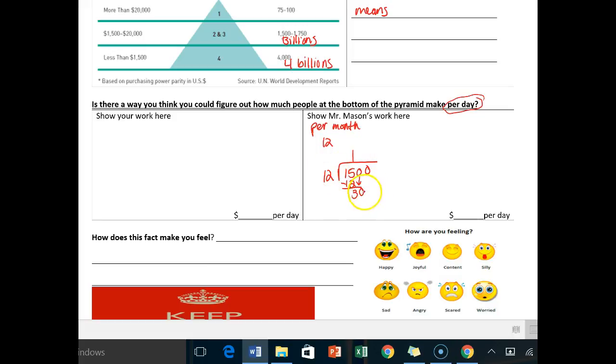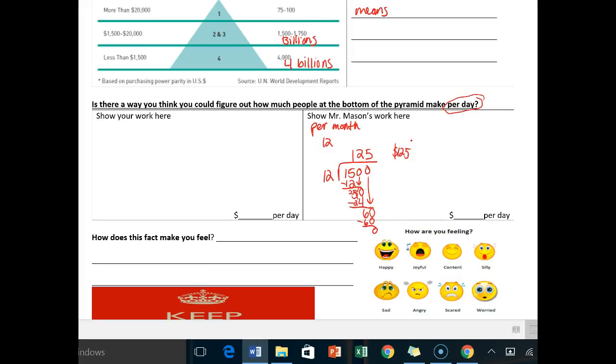12 goes into 30 2 times, because that's 24. So 2 times 12 is 24. I get 6 left over, right? If I borrowed here, I get a 2 there, I get a 10 there. And then I bring down that 0. And 12 goes into 60 evenly 5 times. Use your multiplication chart in your math binder that I've given you to check that out. All right, 5 times 12 is 60, so we got nothing left over. So it's $125 per month.